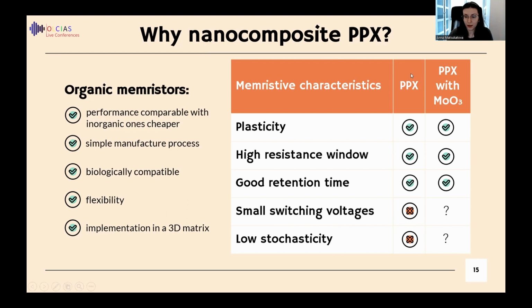What is the problem with the pristine parylene layer? The switching voltages, the voltages which should be applied in order to switch the structure to another state, are very high. So this is not good. We want smaller switching voltages in order to incorporate these memristors in potential future neural networks. And also parylene memristors have very high stochasticity. The switching occurs sometimes at one voltage, sometimes at another voltage. This is also very bad. So our hypothesis was that the incorporation of nanoparticles would help us to decrease the switching voltages and decrease the stochasticity.